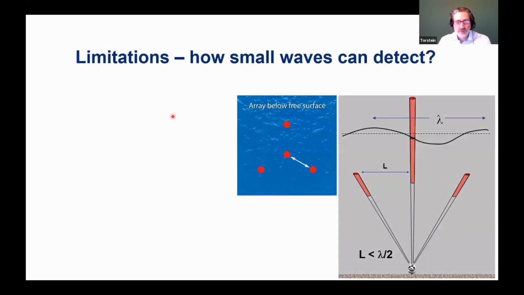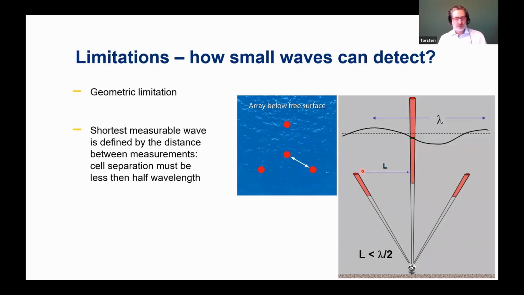But again, we're not without our limitations. As you put the instrument into deeper and deeper water, you can see the spacing. If we're looking down on the instrument, the measurement points become more and more spaced out. If you looked at them from a side view, you can see that you have a distance between this AST measurement and one of the orbital velocity measurements. So there's a geometric limitation with deployment depth. What we like to say is the shortest measurable wave is defined by the distance between measurements. So the cell separation must be less than half a wavelength to be able to resolve that wave.